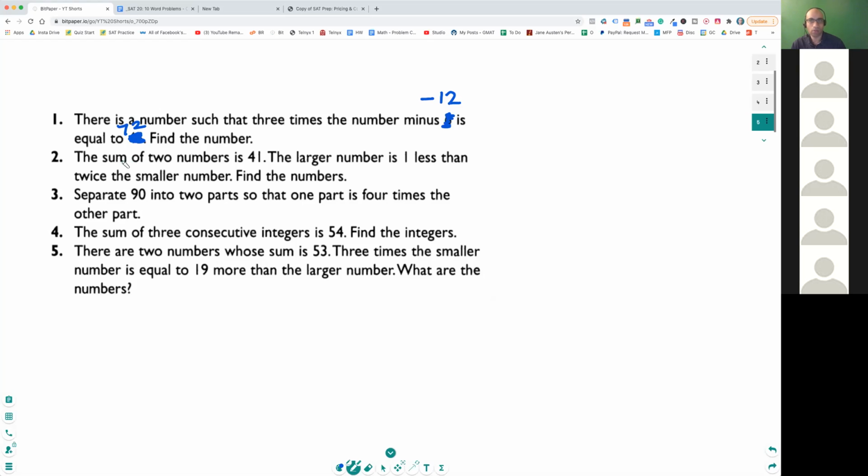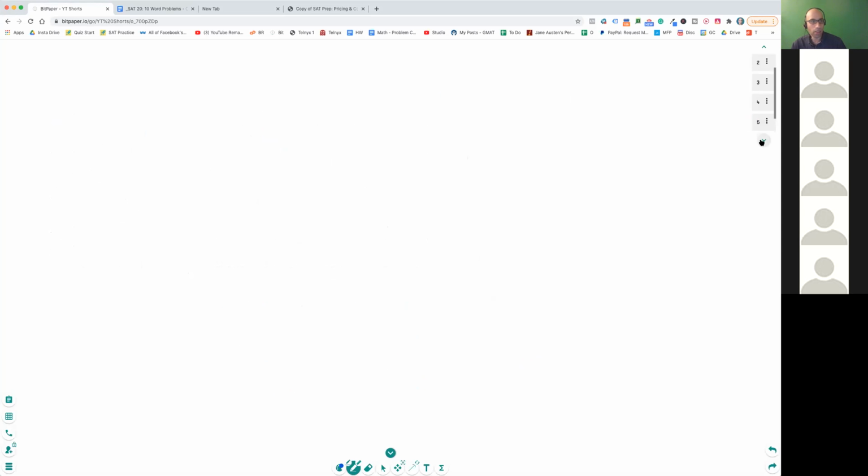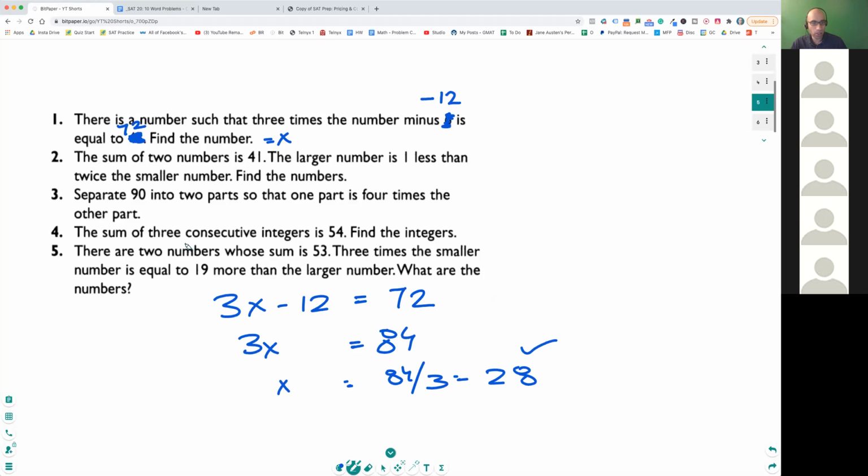Great. Very good. So you got x, very nice. You're learning super fast. So 3x minus 12 is equal to 72, right? And so 3x, you add this time, is 84. Super easy. After that, it's 84 divided by 3. If you're having trouble with this, let me know and I'll give you some drills. Okay, 28. Very, very easy. Excellent job, guys.